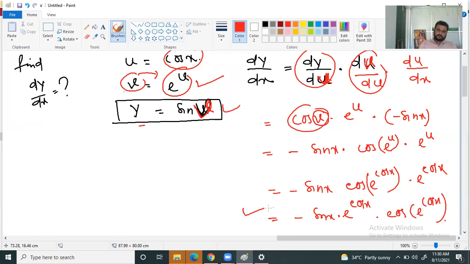According to the given function, we will take u, v, w, x, for our convenience. We will take such variables and differentiate the corresponding function with respect to the given variable. That means here we have to find dy by dv, because y is a function of v, v is a function of u, u is a function of x, and at last we have to find dy by dx. Clear? So this is the chain rule: how to find the derivative of a composite function.